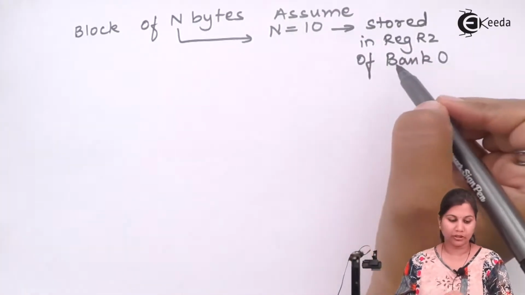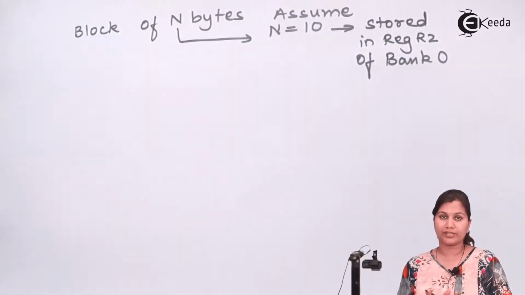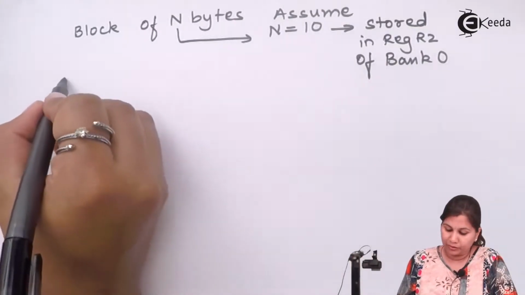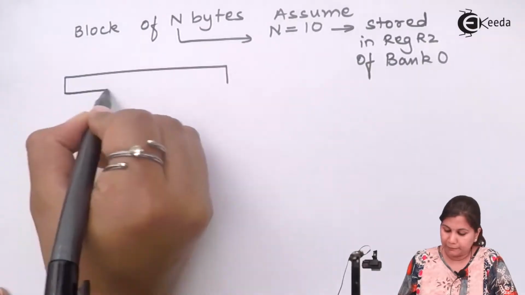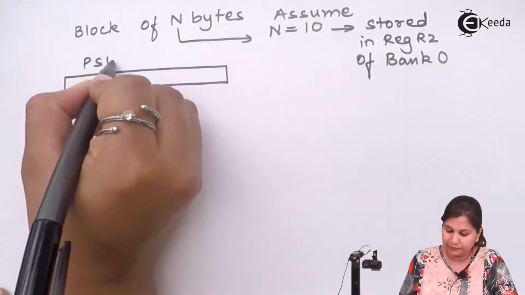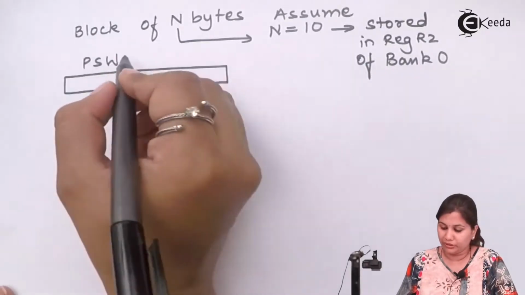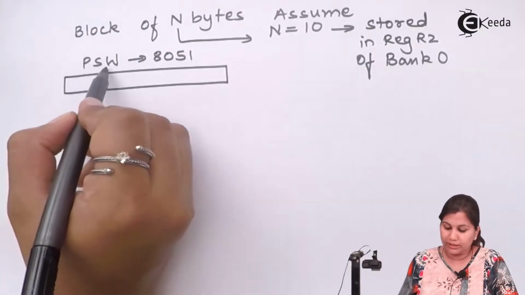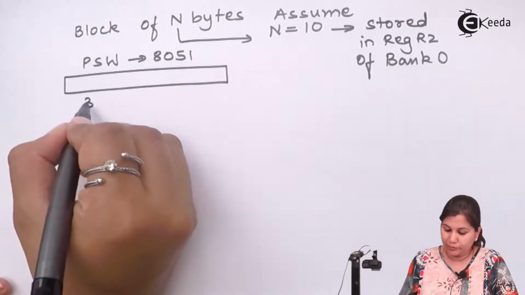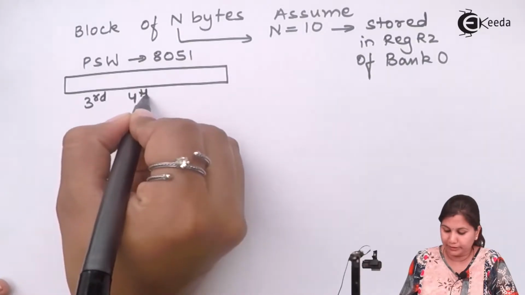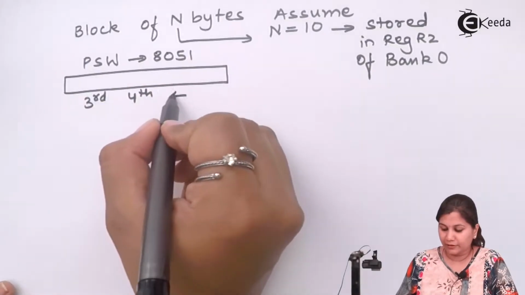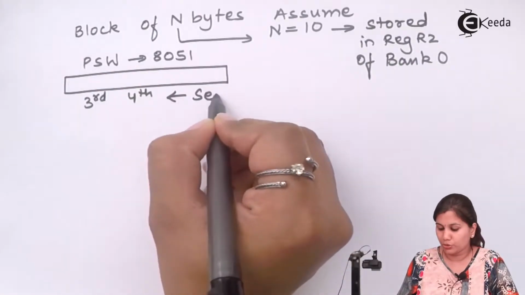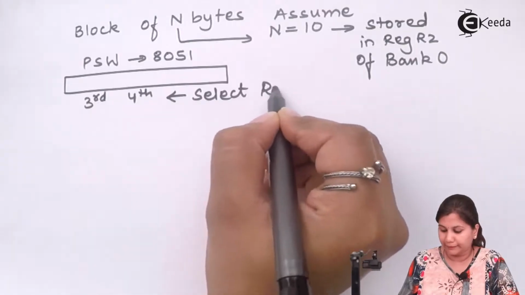As I have said, there are 4 register banks, and if we want to select any register bank, there is a program status word, PSW, in the 8051 microcontroller. In this program status word, there are 2 bits, the third and the fourth bit, which decide which register bank is to be selected. So these two bits are used to select the register bank.